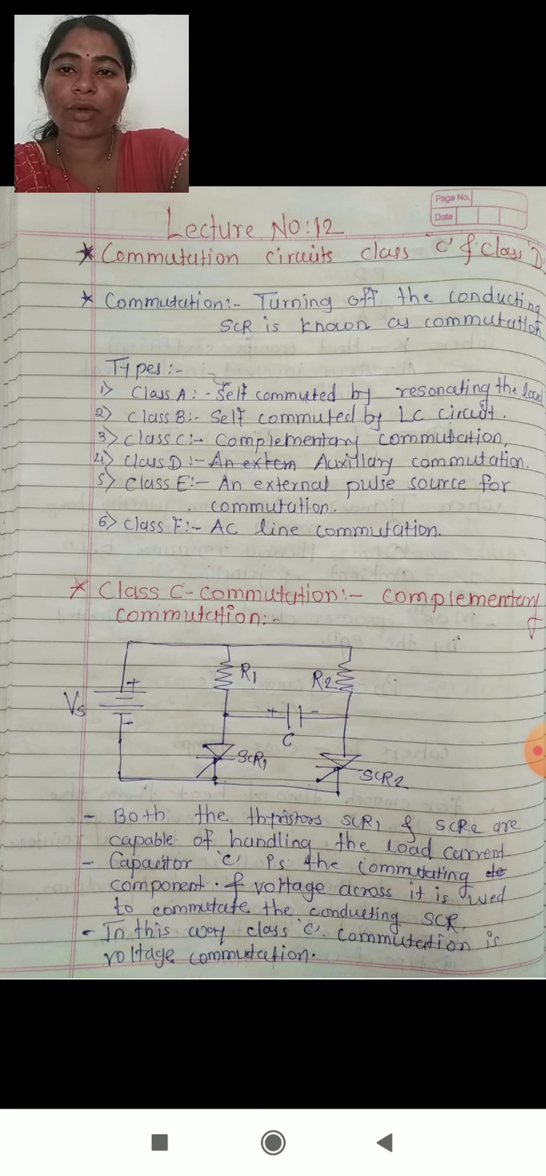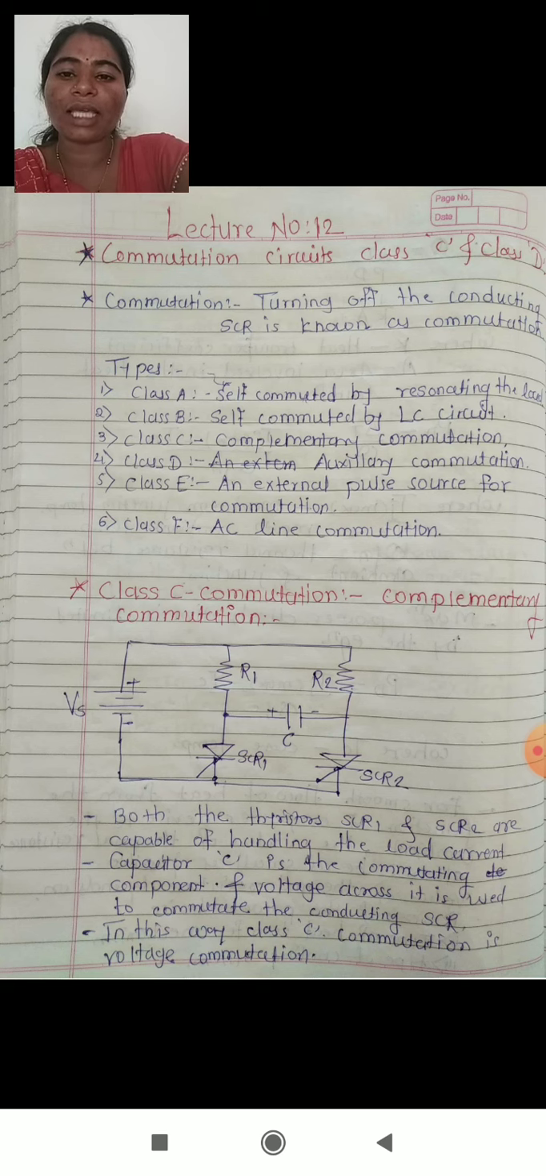Forced commutations are classified as follows. First is class A type, also called self-commutated by resonating the load. Second is class B type, also called self-commutated by LC circuit. Third is class C type, also called complementary commutation. Fourth is class D, called auxiliary commutation, or also called impulse commutation.